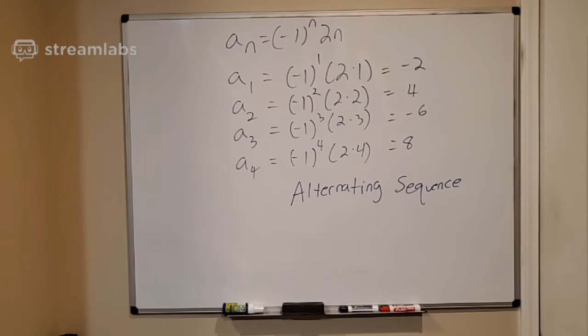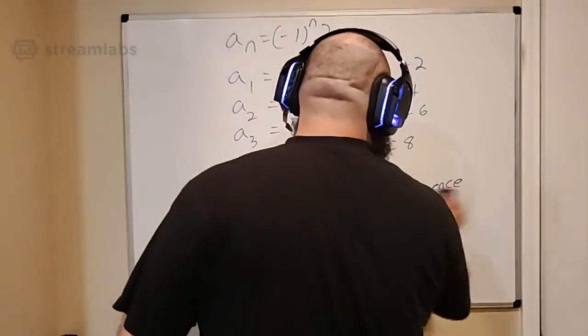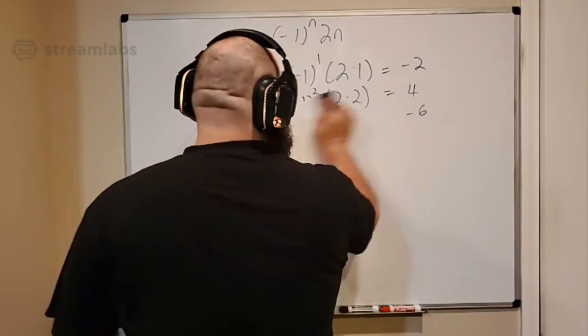Now, sometimes they don't give us our general term. Sometimes they just give us a sequence of numbers, and we kind of have to figure out and look for some patterns. So let's see, what was it? Just make sure.